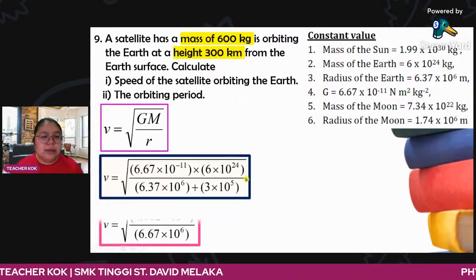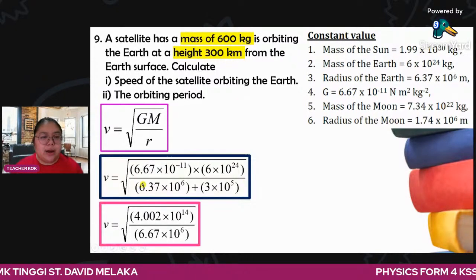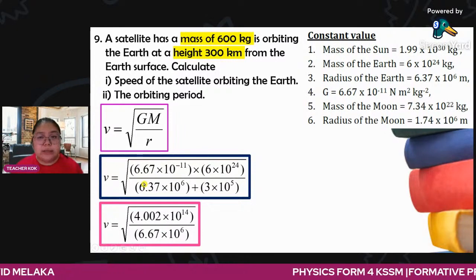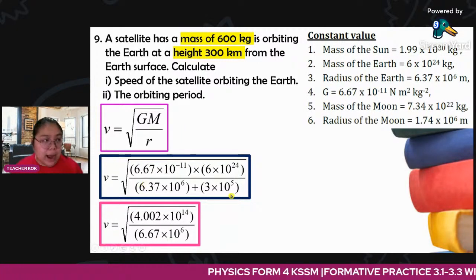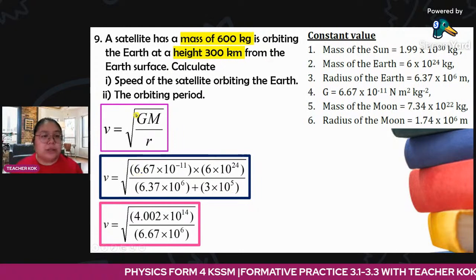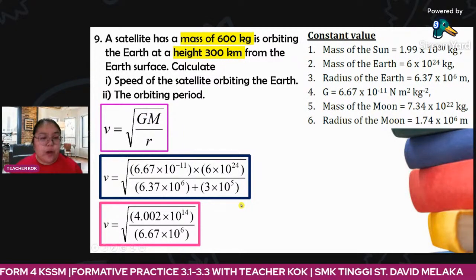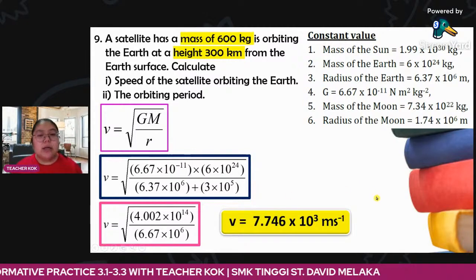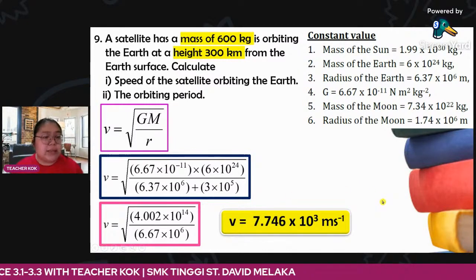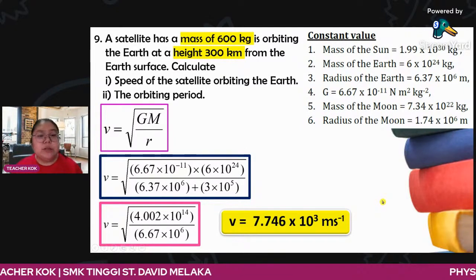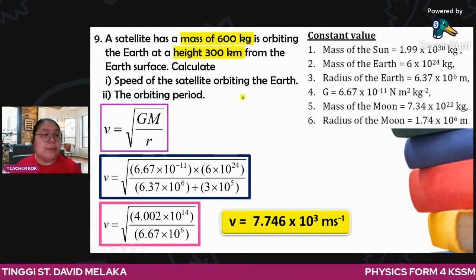So from here, the R. Don't forget the R. You see 6.37, that's the radius of the Earth, and you plus the height. After that, at the top is a G and also the M. M is the mass of the Earth. So after that I square root, I get my answer: 7.746 times 10 to the power of 3. So this is the linear speed for question number 1.